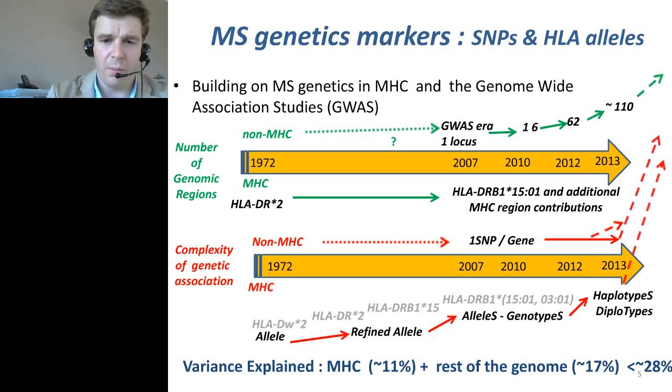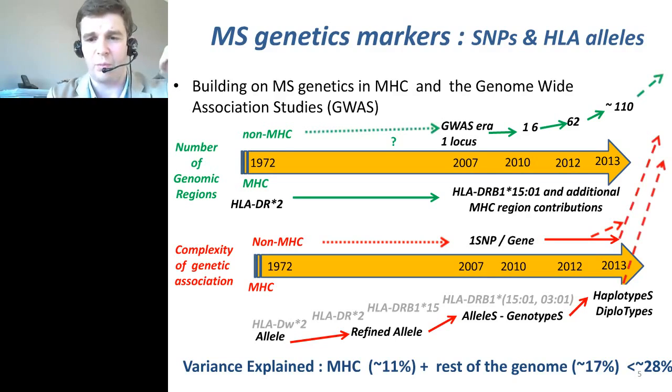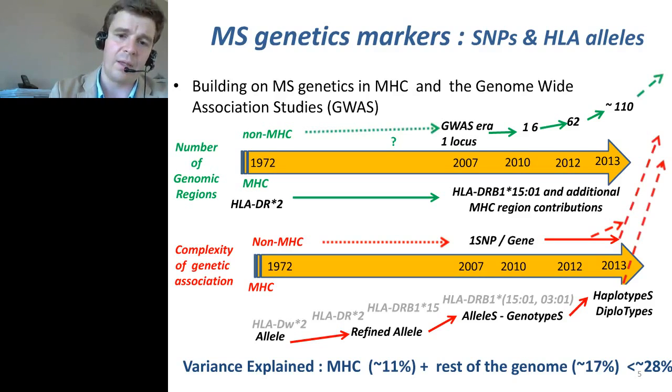The other important part is to look not only at the number of genes, but at the complexity of the models we need to think about for genetic associations. And that's typically the case for the HLA. It's true that we had only one region for a very long period of time. But the model that explained the MS risk actually became extremely complex over the years. And these models are extremely difficult to understand now, because we need haplotypes and diplotypes, which are basically pairs of haplotypes, to properly describe the genetic risk in that particular region.